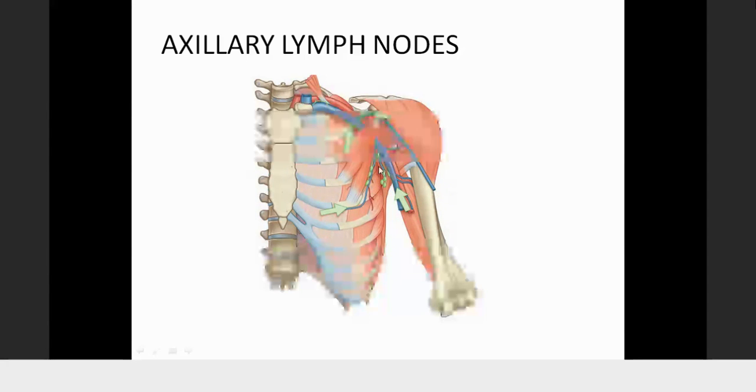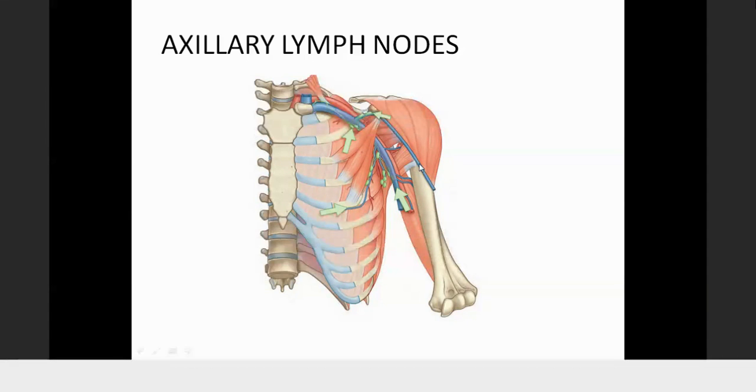There is no strict rule. Some lymphatics may skip the central and go directly to the apical group. Some lymphatics from these groups flow first to the central and from the central to the apical group of lymph nodes.